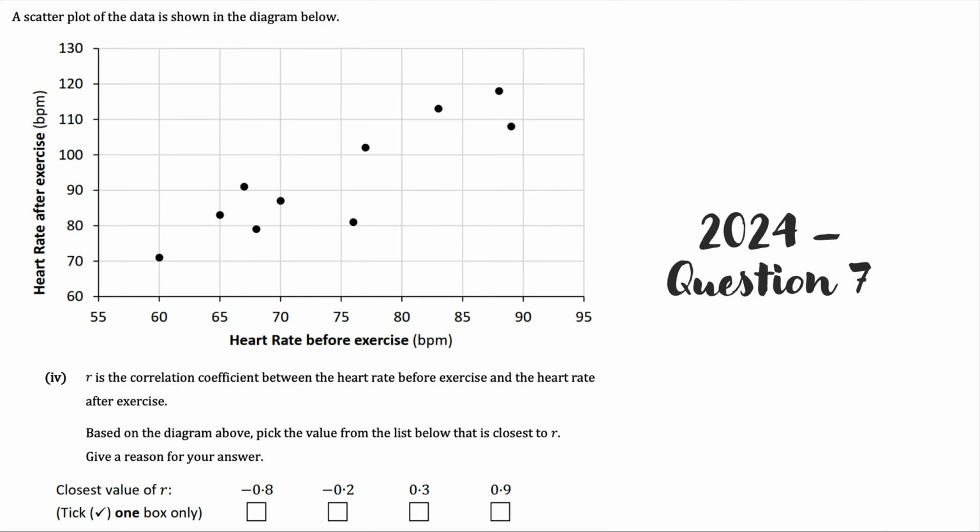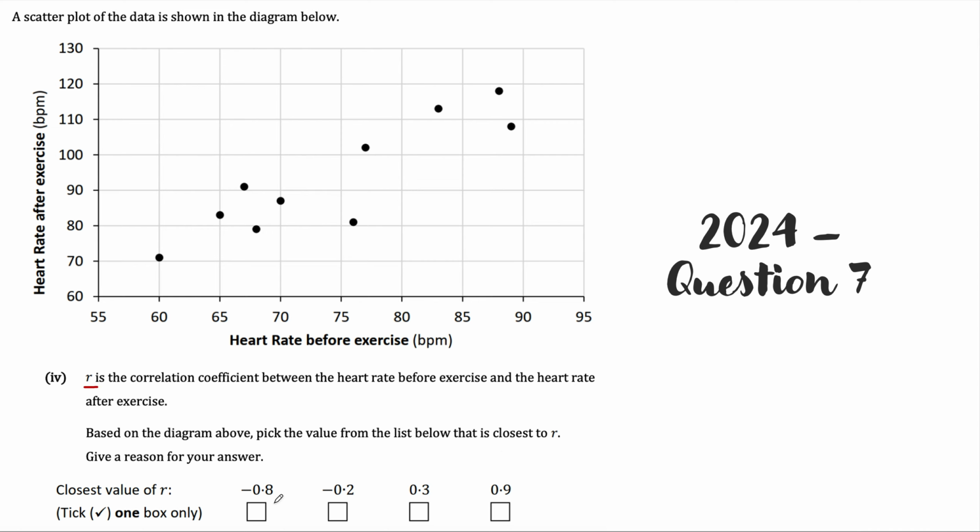This is an example of the 2024 exam paper question 7. So it says R is the correlation coefficient. So that's what we need to remember, is that R represents that link between them. And it says it's between the heart rate before exercise and the heart rate after exercise. Based on the diagram above, pick the value from the list that is closest to R. So give a reason for your answer.